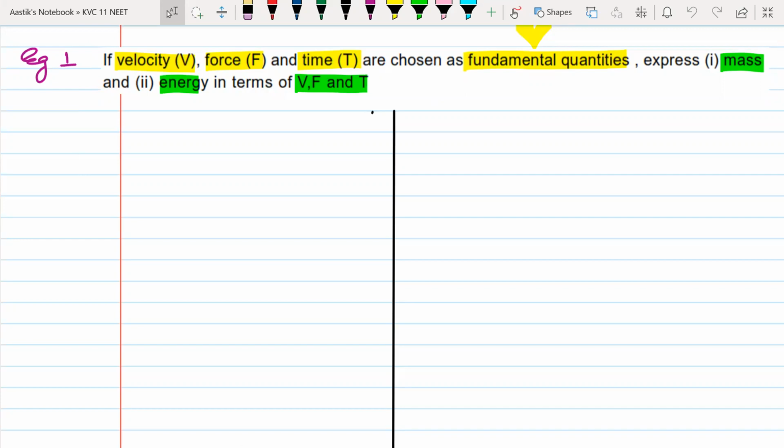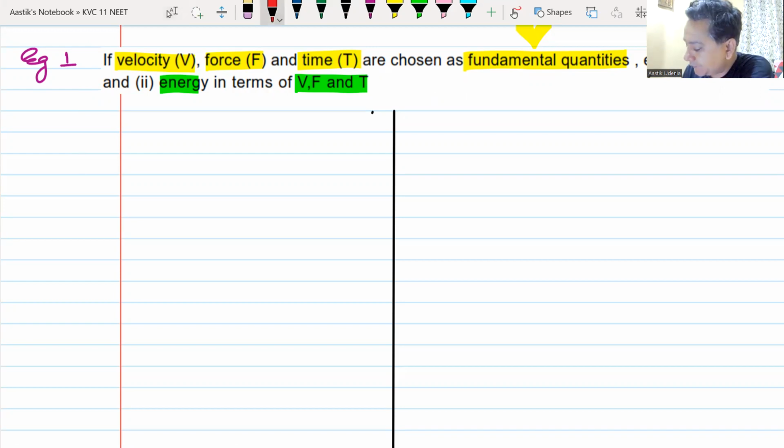Shall I help you out? Okay, I will do the first part, the part of the mass, and then I hope that you can do the next part, which is finding out energy. Now, how are we going to do this? Remember, no matter how the question is framed, we always do the same thing.